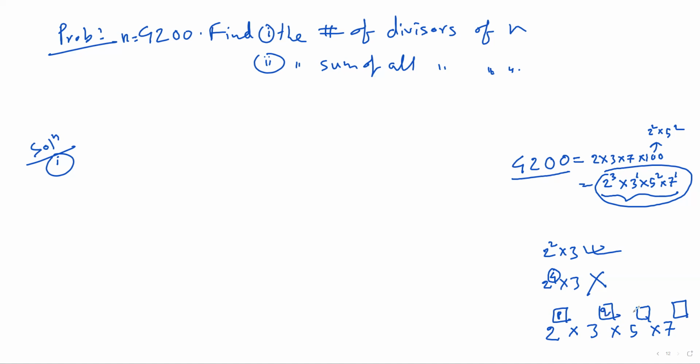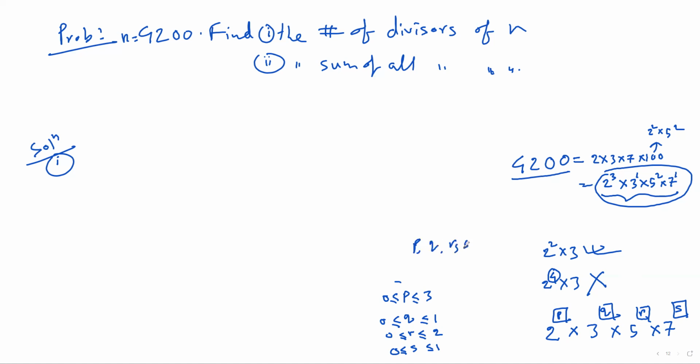Let's write P, Q, R, and S as the powers. So we now know that P can take integer values from 0 to 3 only. Q can take integer values from 0 to 1 only. R can take from 0 to 2. And what about S? S can take from 0 to 1. So each choice of PQRS produces a new factor of 4200.